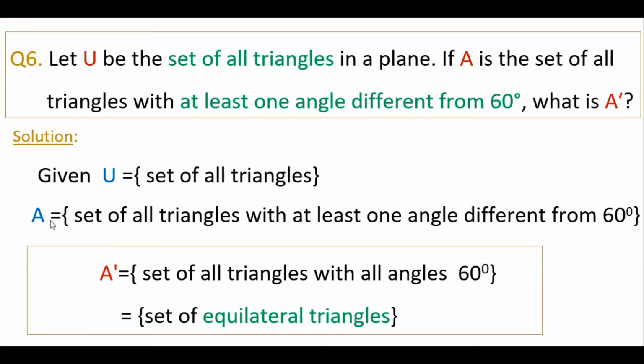So here the complement of A is equal to the set of all triangles with all angles 60 degrees. Here, A has at least one angle different from 60 degrees, so the complement has all angles 60 degrees. All angles being 60 degrees means that it is an equilateral triangle. We know that in an equilateral triangle, all angles are 60 degrees. So the complement of A here is the set of equilateral triangles.